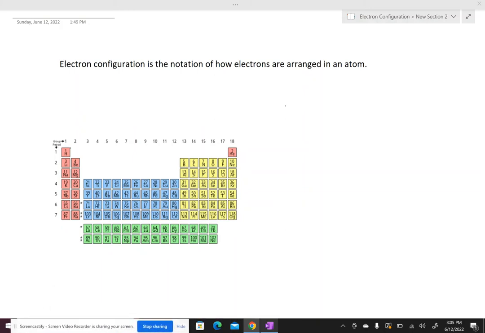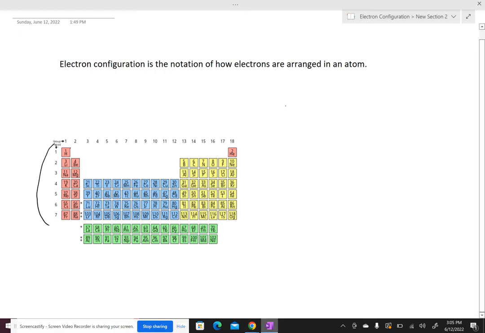Electron configuration is the notation of how electrons are arranged in an atom. It notes the energy level, or shell, the block, or the subshell, and the number of electrons in each one of those subshells. We use the periodic table as a tool to help us with this.